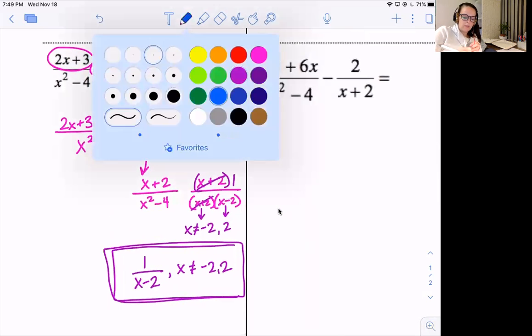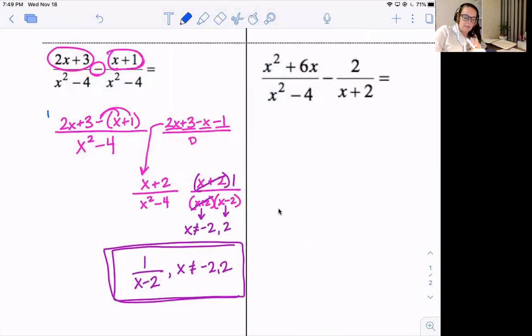So first I combined them into one fraction, right? I simplified, and then I canceled if possible. I wrote my answer, and then I wrote my warnings, right? So those are my basic steps as I'm working through.